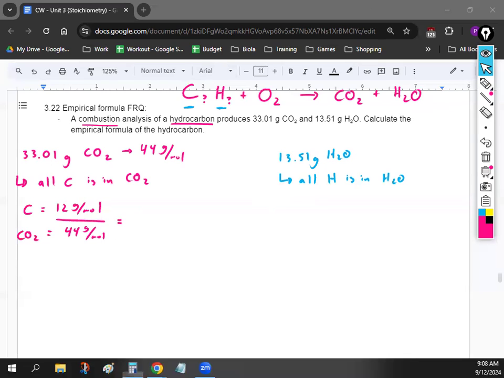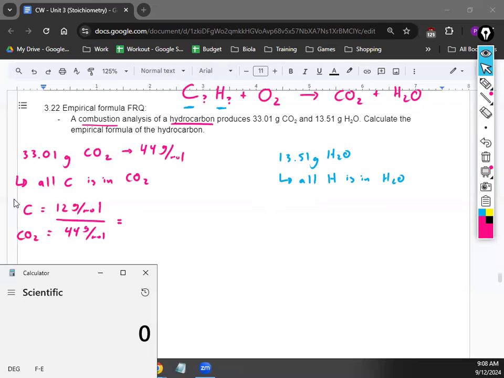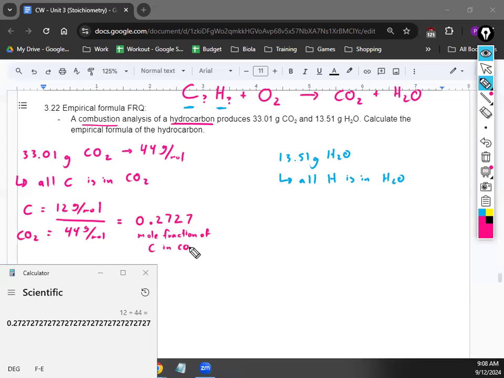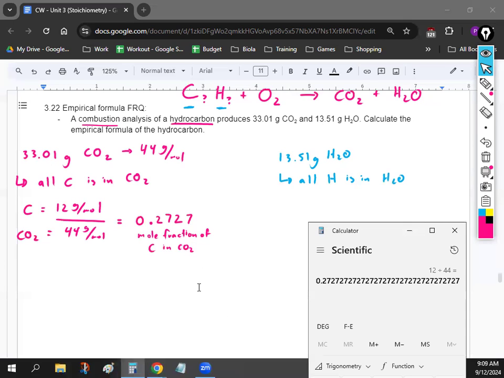Okay, so what we're going to do is 12 divided by 44, and that's going to give us the mole fraction for carbon in CO2. So we end up with 27%. And this is going to be, if you want to label it, the mole fraction of carbon in CO2. Okay, so 27% of CO2's mass comes from the carbon. Okay, I'll pause right there. Any questions so far, or does that part make sense? It's just mole fraction. I think we talked about this in the previous unit.